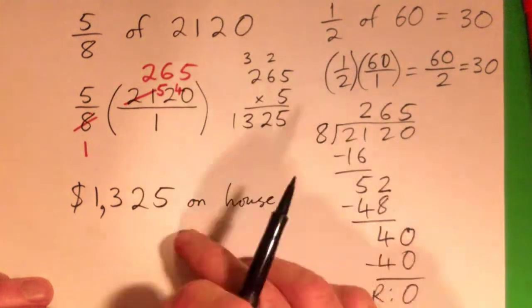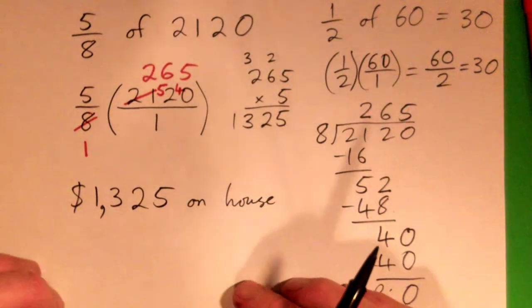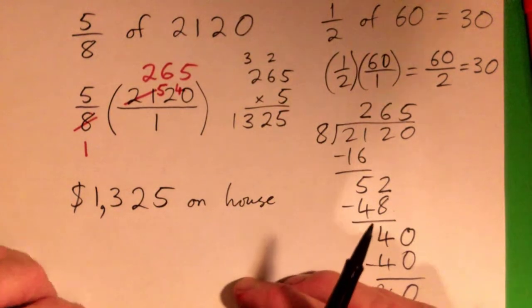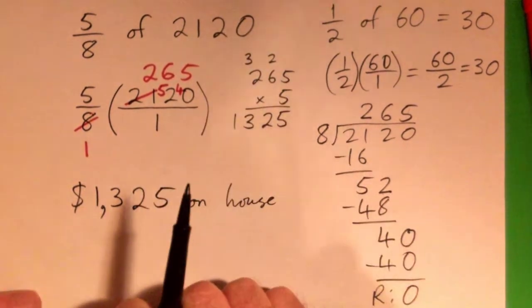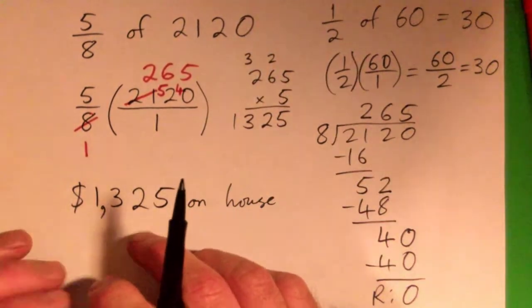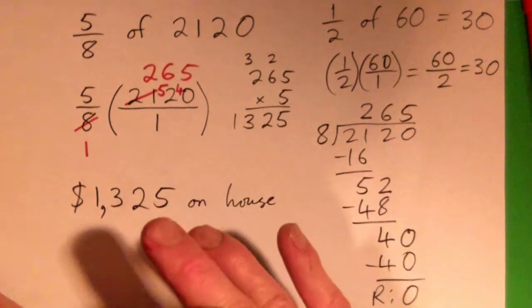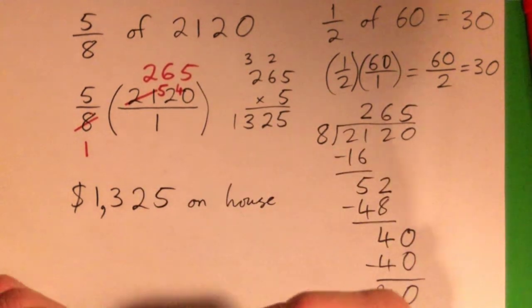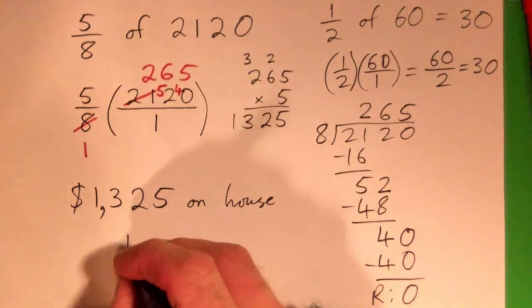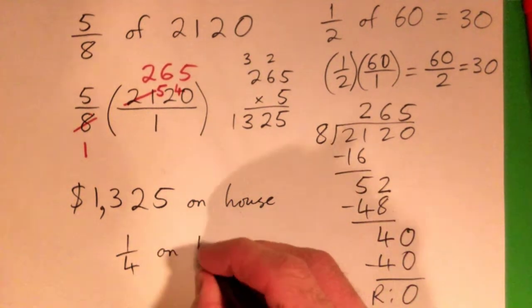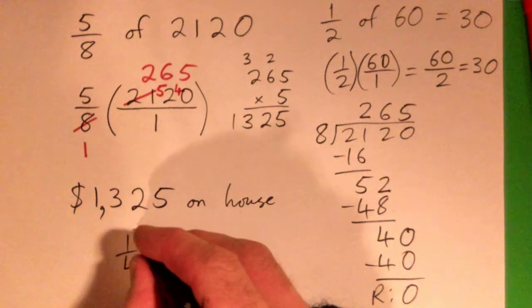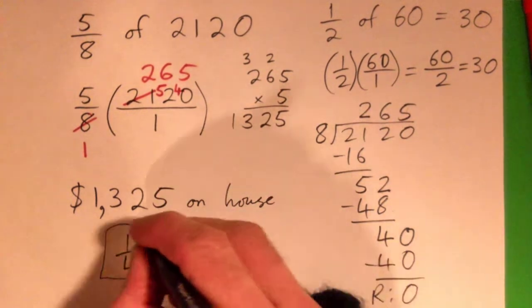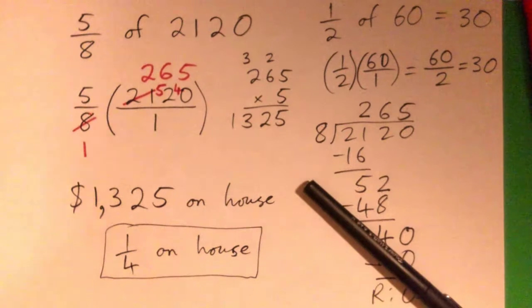Now, this question's a little bit out of date. I think incomes might have gone up a bit since this, but anyway, that's a big chunk of your income on your house. So if you find yourself spending 5/8 of your money on a house, sheesh, you ought to spend no more than a quarter on the house if you can. 1/4 on the house is the way to go, because that leaves room for all the other things you need in your life. There you go.